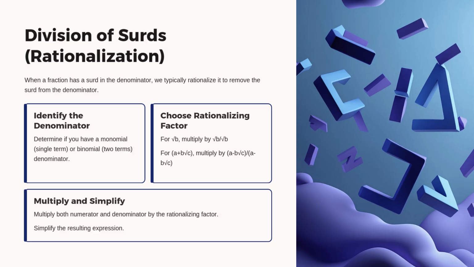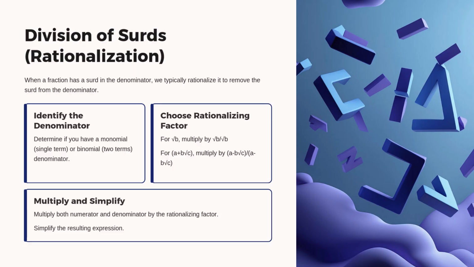Choose rationalizing factor. For √b in the denominator, multiply both numerator and denominator by √b divided by √b. This is obtained to remove the surd from the denominator. For a binomial denominator (a + b√c), multiply both numerator and denominator by (a − b√c) divided by (a − b√c). This is obtained to convert the denominator into a rational number using the difference of squares.